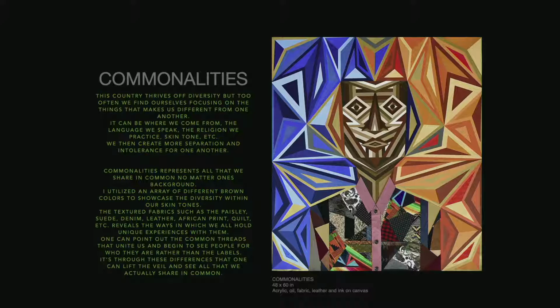One can point out the common threads that unite us and begin to see people for who they are rather than the labels. It's through these differences that one can lift the veil and see all that we actually share in common. This piece is made of acrylic oil, and the shirt is made of different fabrics and leathers.